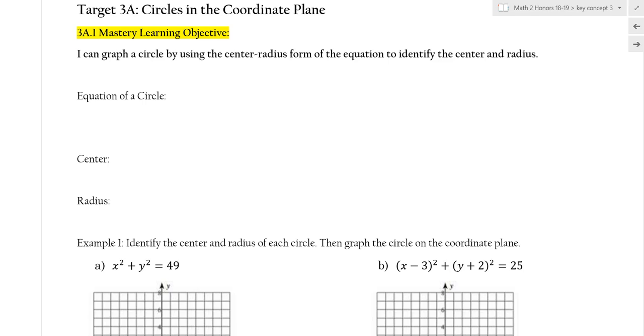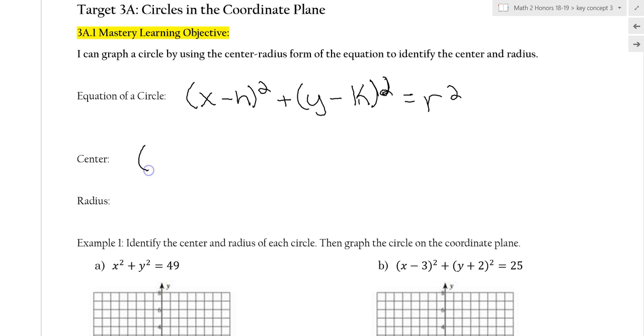So the equation of a circle is (x - h) squared plus (y - k) squared equals r squared. All right, so lots of squared things here. We can use this form to find the center and the radius. The center in this case is the point (h, k).